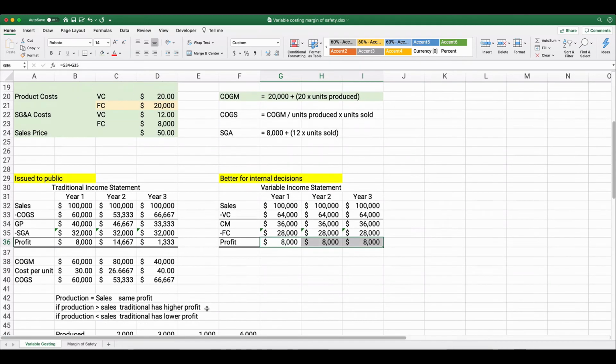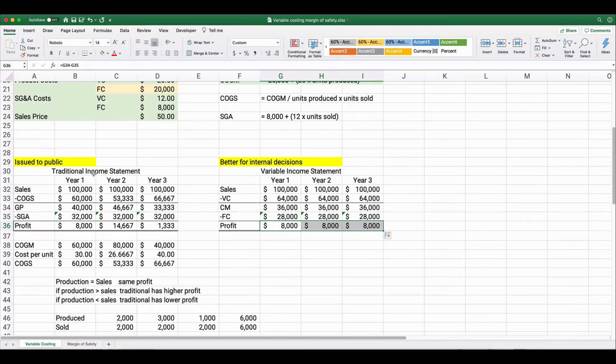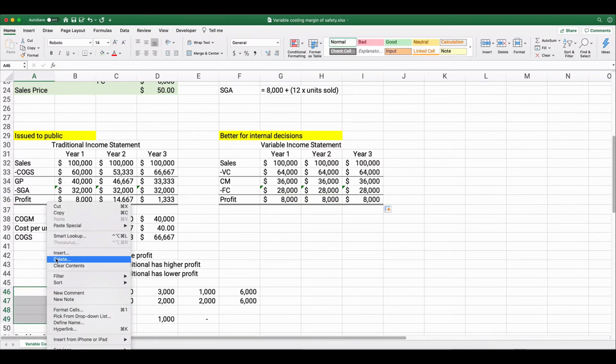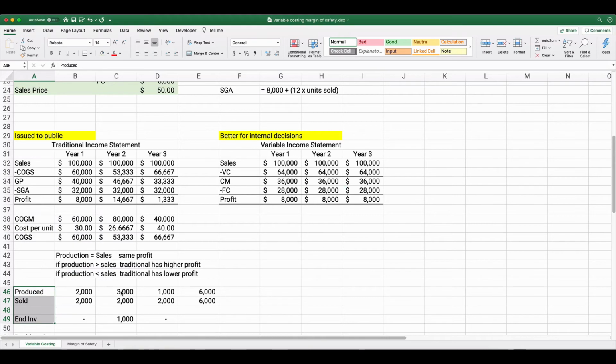Now let's look at this. On the traditional income statement, the year 1, in fact, let me move this over just a little bit. We produced 2,000, 3,000, and 1,000. We sold 2,000, 2,000, 2,000. Now, our total production was 6,000 and our total sales were 6,000. But here's what happens. If the production equals the sales, so year 1, 8,000 equals 8,000, then we're going to have the same profit.